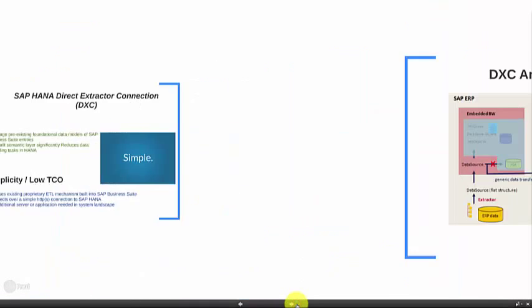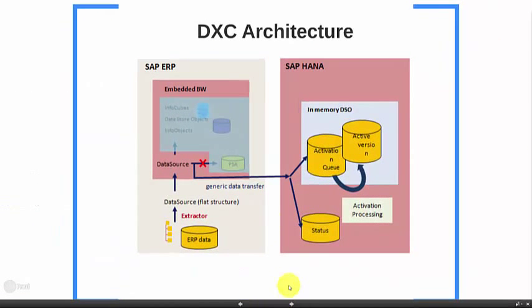Let's take a look at the architecture itself. This is the plain vanilla architecture of SAP ERP and HANA with the DXC. There is an embedded BW inside SAP ERP as of NetWeaver 7.0. And we're going to use this embedded BW to push the data from the SAP Business Suite into the HANA activation queue or in-memory DSO.